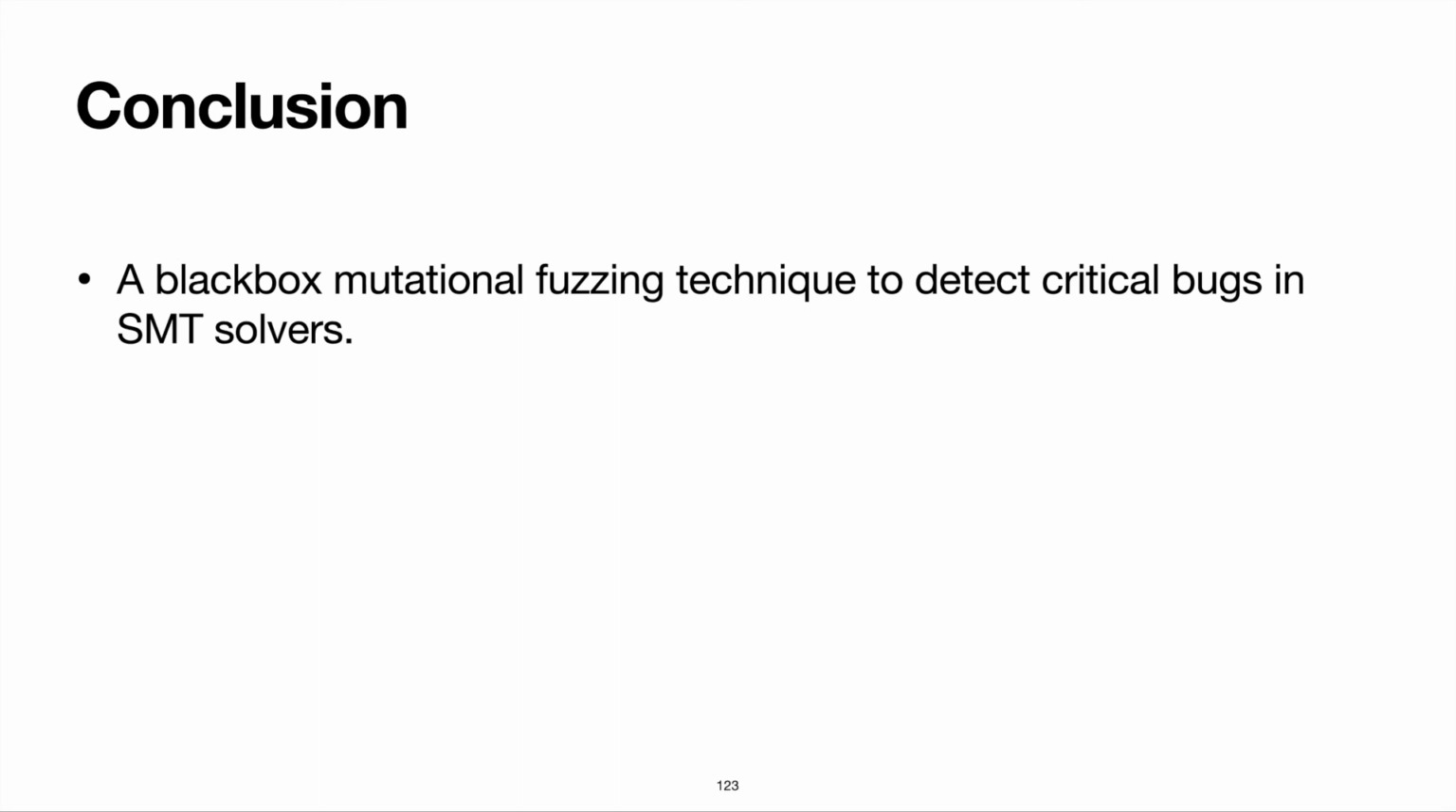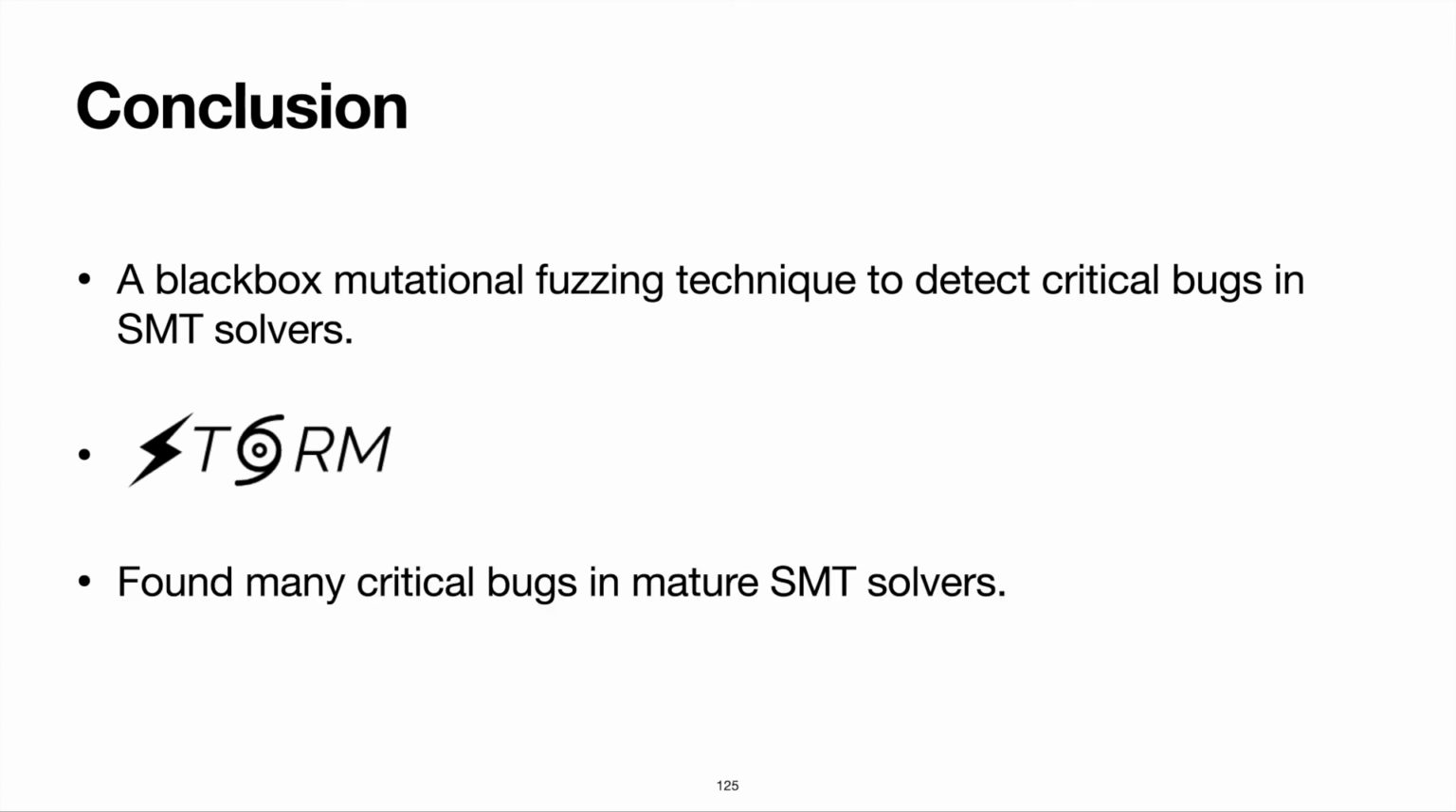In conclusion, we presented a simple and effective blackbox mutational fuzzing technique to detect critical bugs in SMT solvers. These solvers are key components in many state-of-the-art formal methods tools. We implemented the technique in a tool called Storm, which is open source and publicly available on GitHub. Storm has detected many critical and previously unknown bugs in many theories across mature and widely used SMT solvers.